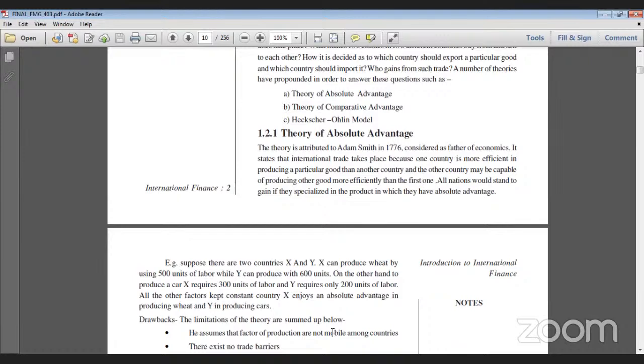For example, suppose two countries, X and Y. For producing wheat, X uses 500 units of labor, while Y uses 600 units. On the other hand, to produce a car, X requires 300 units of labor and Y requires 200 units. Considering all these factors, X enjoys the absolute advantage in producing wheat, and Y in producing cars. The limitations of this theory are summarized below.